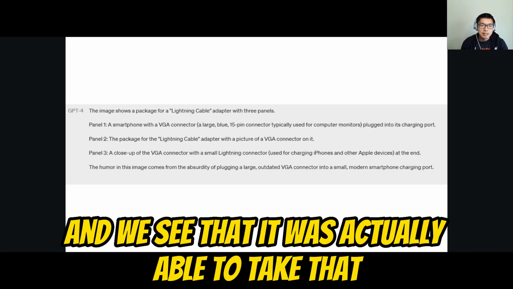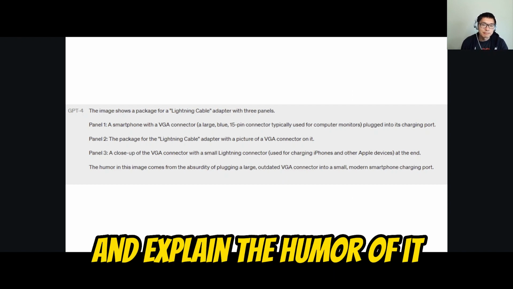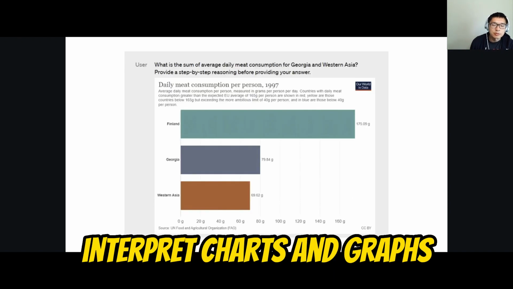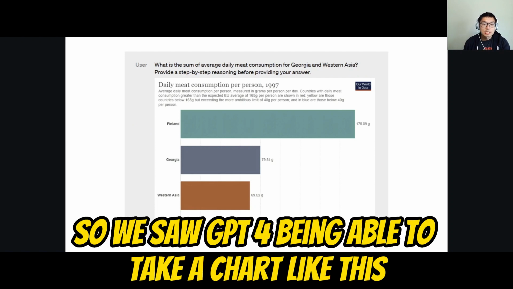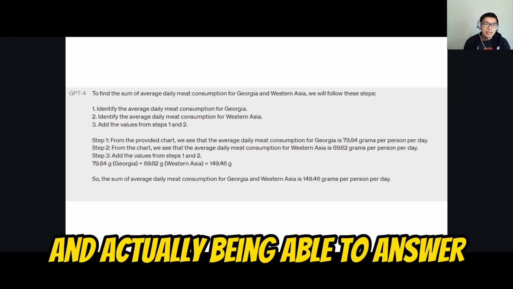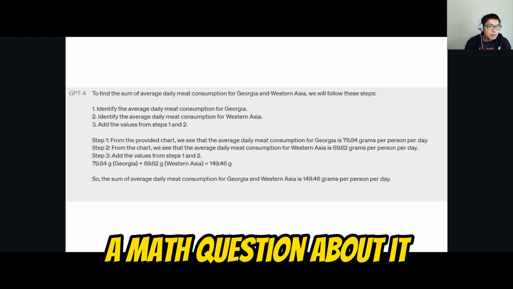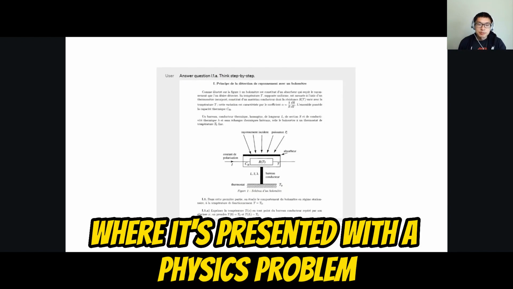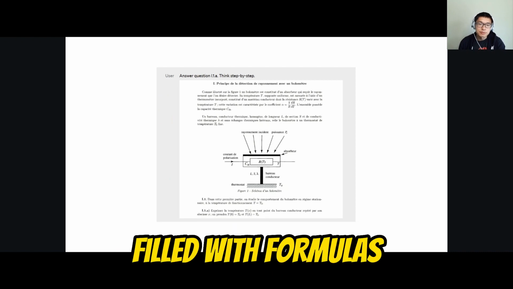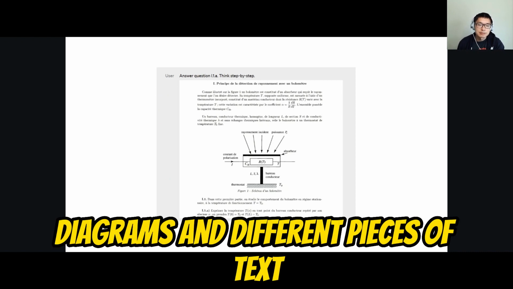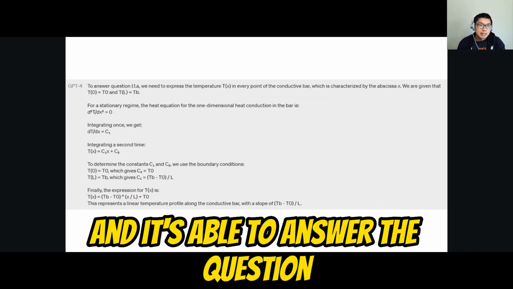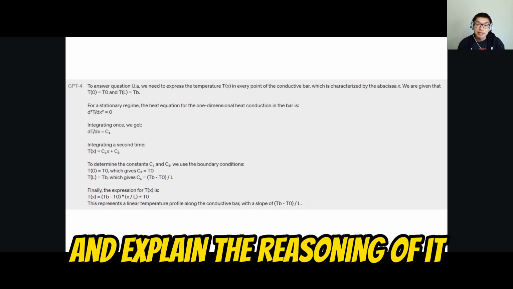And we see that it was actually able to take that and explain the humor of it. Same thing with being able to interpret charts and graphs. So we saw GPT-4 being able to take a chart like this and actually being able to answer a math question about it. Same thing here, where it's presented with a physics problem filled with formulas, diagrams, and different pieces of text, and it's able to answer the question and explain the reasoning of it.